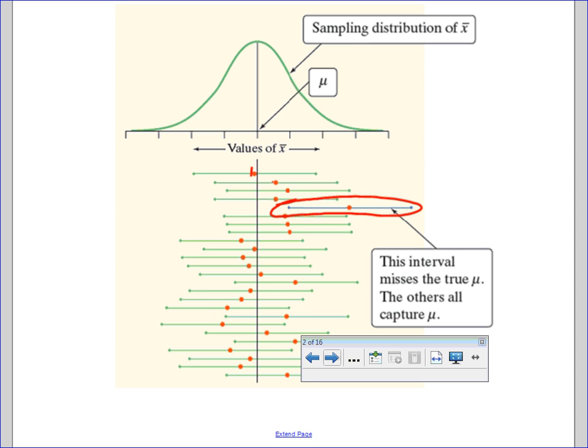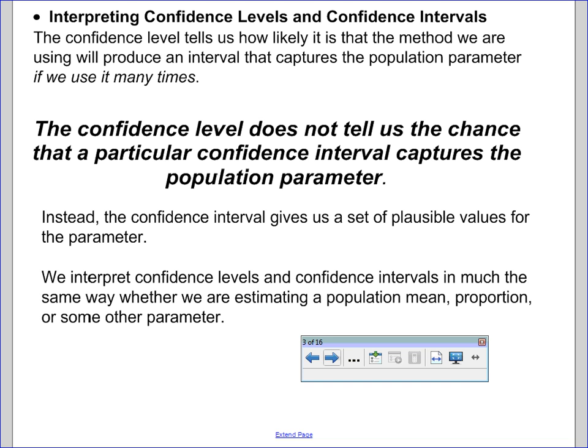Remember, the dot represents the point estimator. If you notice, the point estimator almost never truly captures the value. And so we should be careful about reporting our statistics, and we should really focus on reporting our confidence interval.